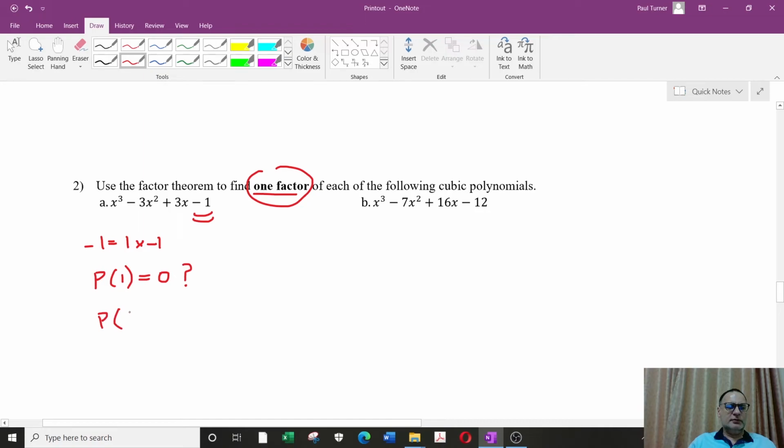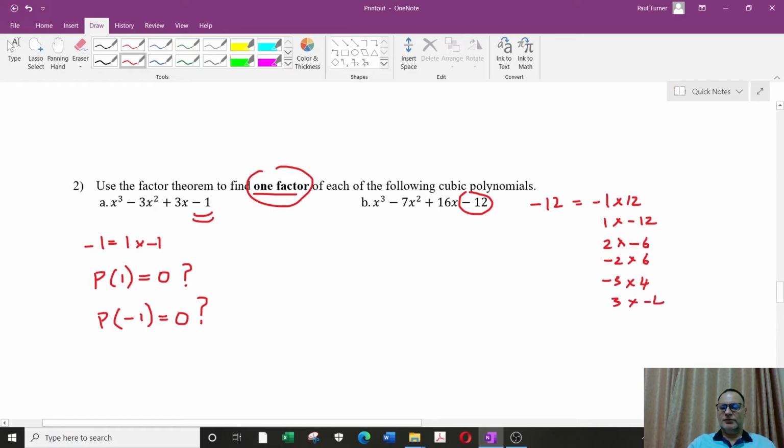And also try minus 1. Do you get 0 or not? In this one, look at the constant term, minus 12. Think about what are the factors of minus 12. Minus 1 times 12, 1 times minus 12, and so forth. 2 times minus 6, minus 2 times 6, minus 3 times 4, 3 times minus 4. So the numbers you could possibly try are these ones here.